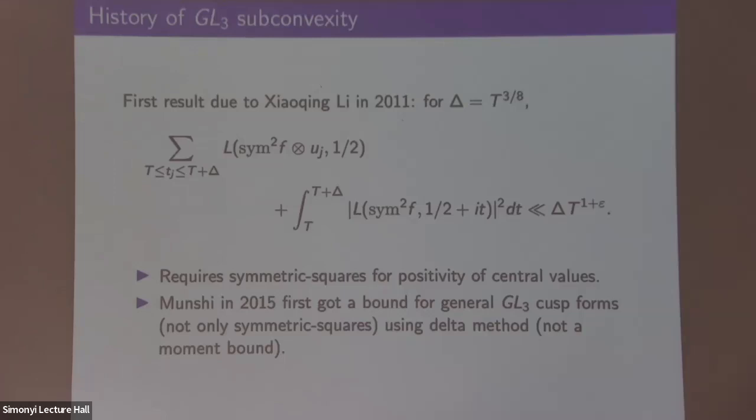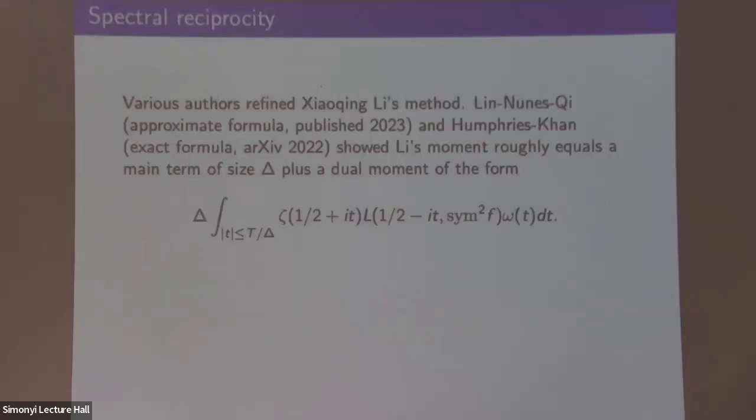Okay, so various people have refined or taken Xiaoxing Li's method further, and the most recent works in this direction are a paper by Yangxiao Lin, Ramon Nunez, and Zhi Qi, and then a subsequent paper by Peter Humphreys and Rizwan Khan, where they worked out this spectral reciprocity formula that has also become a very popular area of research, where you start with a moment of one shape and do a whole bunch of things, and then at the end you have a completely different moment.